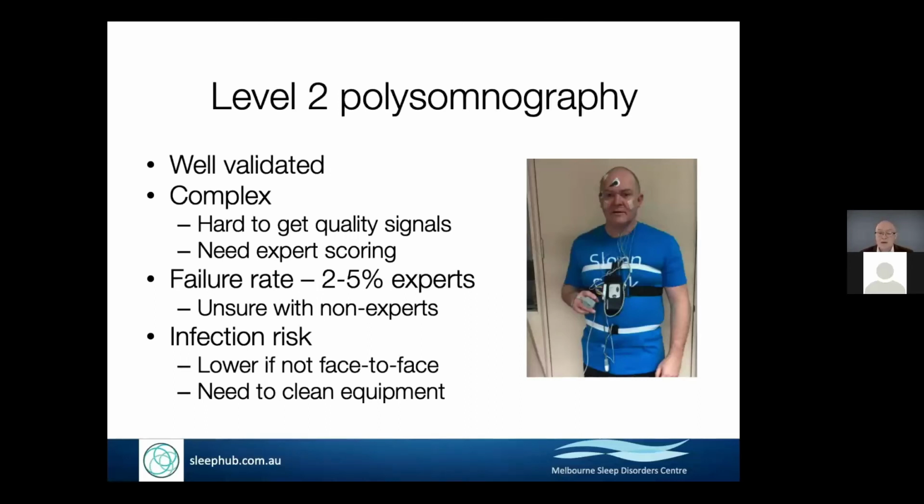And there's still a significant infection risk. There's lots of equipment here that needs to be cleaned to be reused. Those cloth bands, how do you actually disinfect those from coronavirus?